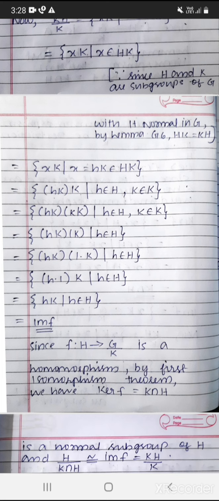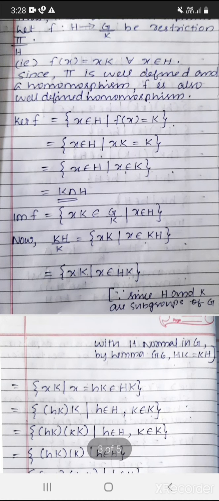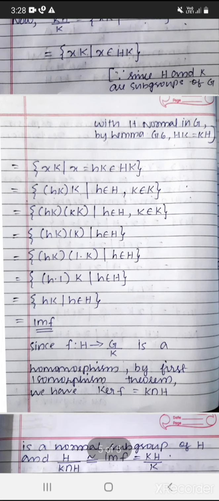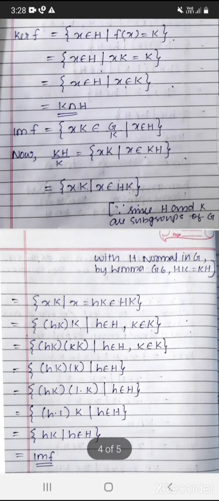So from the first isomorphism theorem we have the kernel of f equal to k intersection H, which is a normal subgroup of H. And from the first isomorphism theorem we have G by the kernel of f is isomorphic to the image of f. So here, instead of G by the kernel of f, we have the factor group H by K intersection H, which is isomorphic to the image of f. The image of f is nothing but KH by K. So that's what the theorem is.